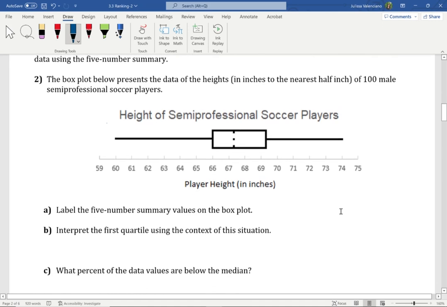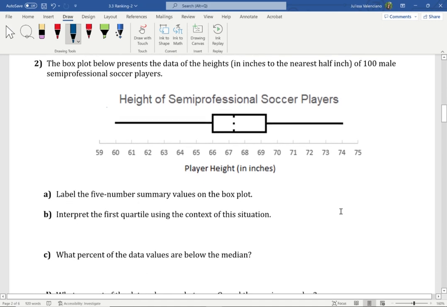We're going to look at an example where we're given a box plot. We're going to start by highlighting the key features of a box plot. The box plot that we have here below represents the data of the heights of 100 male semi-professional soccer players. Here the heights are given in inches, rounded to the nearest half inch.